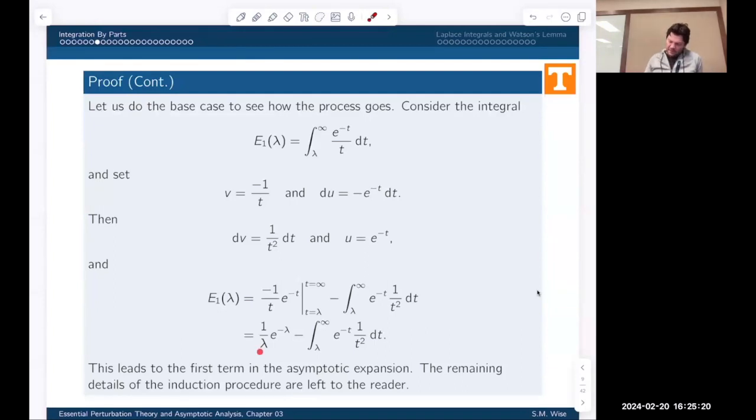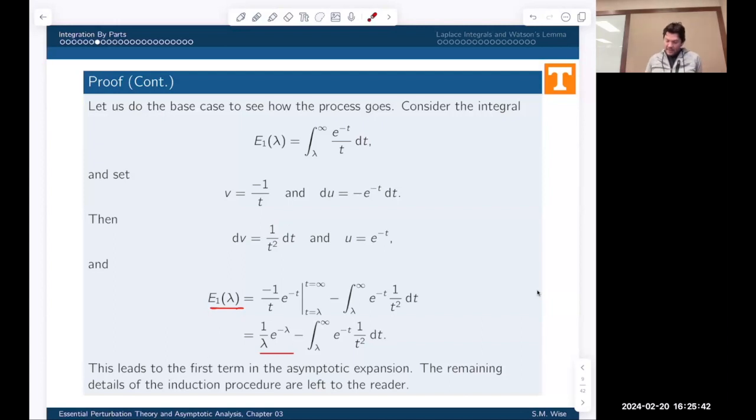Now, I could stop at this term and say that this term implies that E1 is asymptotic to this approximation. I'm not sure we actually do that, but you can do that.